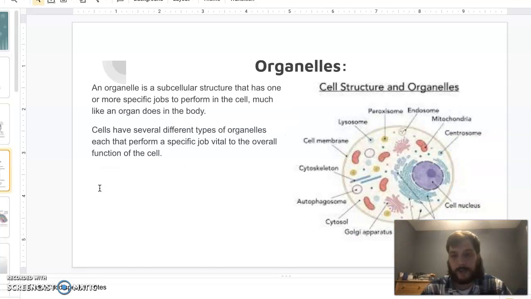So what is an organelle? An organelle is a subcellular structure that has one or more specific jobs to perform in the cell, much like an organ does in the body. So cells have different types of organelles, each that perform a specific job vital to the overall function of a cell. So as you can see, just like in the other photo, there's a bunch of these things in here, and you can see all the names, and we're going to be going over what all these names are and what they do.